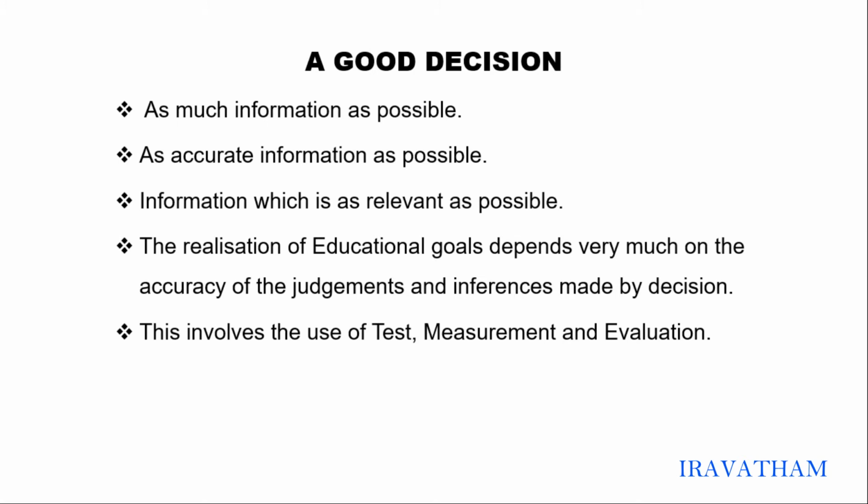The next one: collect information that is as accurate as possible. What is that accurate information we are in need of? We need to know at which domain the learner is, whether he is at the cognitive level, the affective level, or the psychomotor domain level. In order to understand that, if we ask pointed questions about the domain, we will get the response, and we will be in a position to decide what domain he is in.